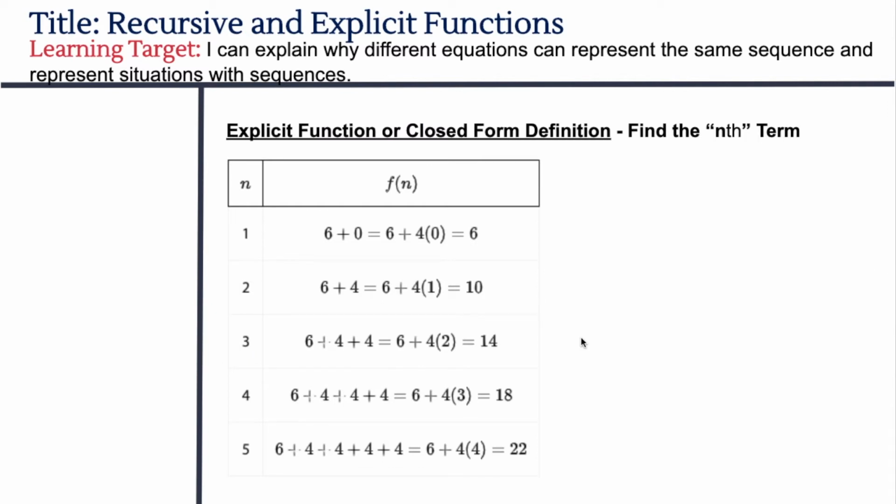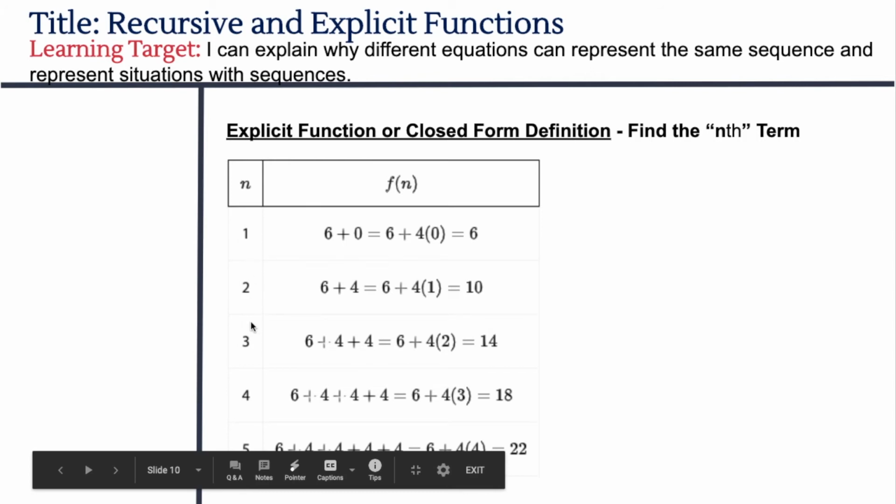Now, an explicit or closed form definition helps us find the nth term. Well, why do they call it the nth term? Because if I'm finding f of n, the nth term is whatever term I'm looking for, right? It's a variable. It's what term I want to find.